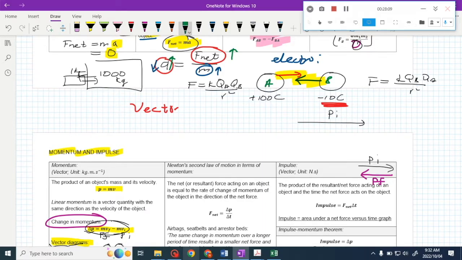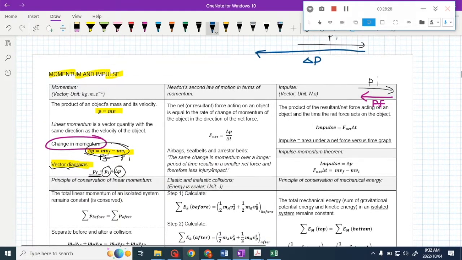Tail-to-head method says we add vectors by attaching the tail of the next one to the head of the last one. So in this case, to the initial momentum, we must now go and add the change in momentum, because remember, we are adding these two together. We're adding the initial plus the change. Then when we're done adding together the vectors, then we say, draw in the resultant vector. P final is the resultant vector. Okay, it's what results when the initial momentum has the change added onto it.